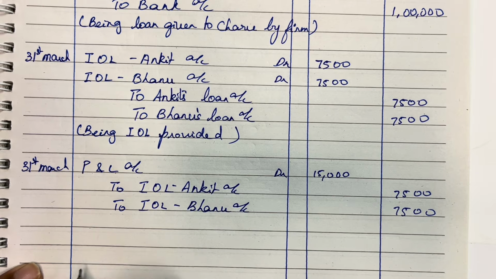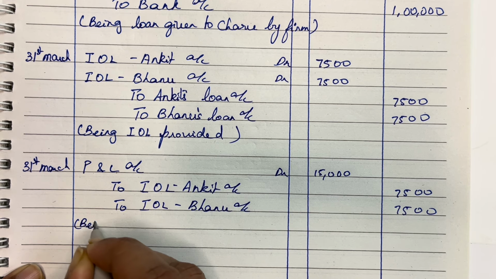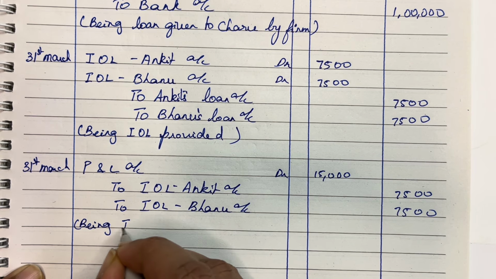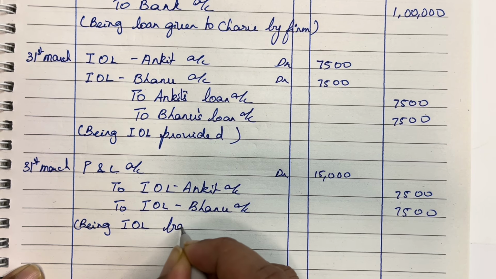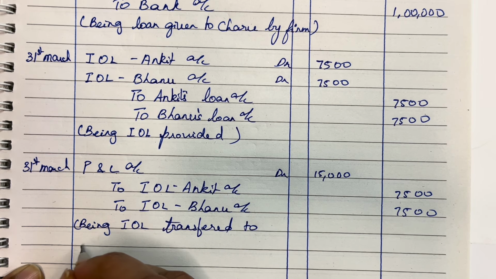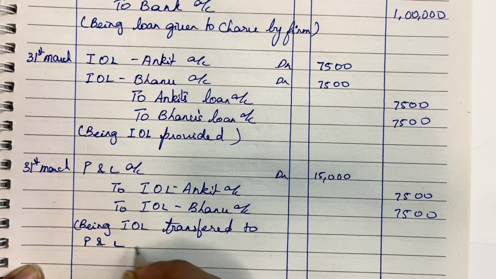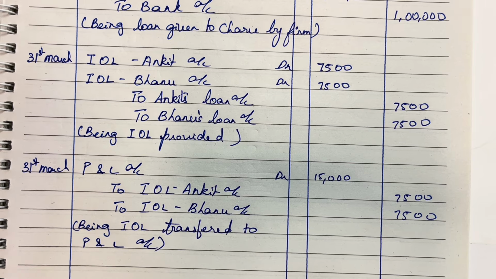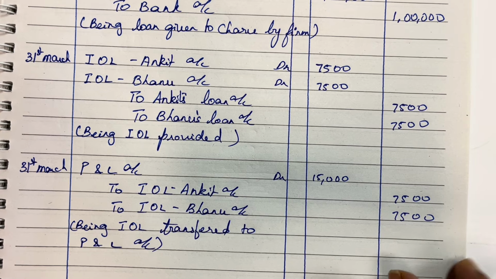Our narration is going to be being interest on loan transferred to profit and loss account. Now we'll prepare the same for Charu. Moving on to the next page.